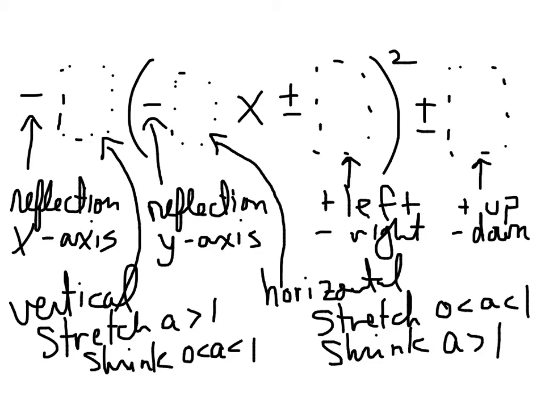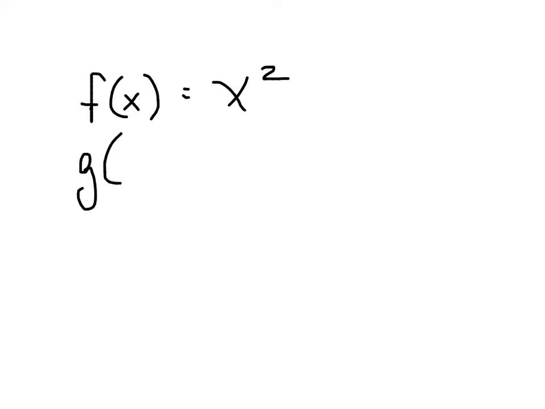Now, what if I gave you something like this that said f of x was x squared, and g of x is equal to negative 1/2 x squared. So as you're writing it out, be thinking about it. And then in your groups, come up with the transformations. I want to know the transformations first, then we'll go to graphing it. But in your groups, talk about what the transformations are.